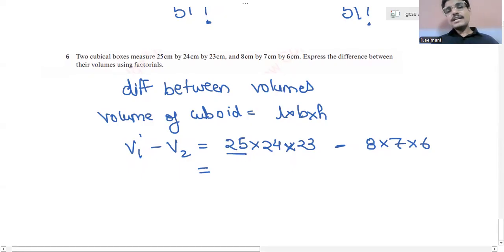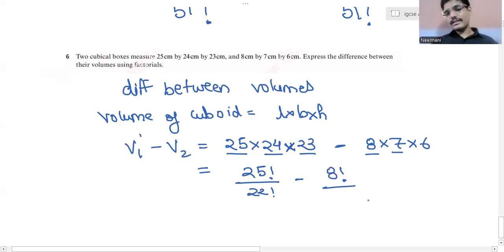Now see, 25 is there, 24 is there, 23 is there. What is not there is 22, correct? So you would divide 25 factorial by 22 factorial. That's it. It's as simple as that. Now, see here again, 8 is there, so it would be 8 factorial.